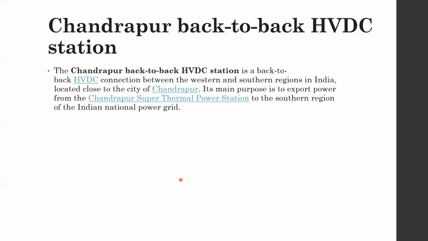Next, we are going to see the Chandrapur back-to-back HVDC station. It is a back-to-back HVDC connection between the western and southern regions in India, located close to the city of Chandrapur. Its main purpose is to export power from the Chandrapur Super Thermal Power Station to the southern regions of the Indian National Grid.